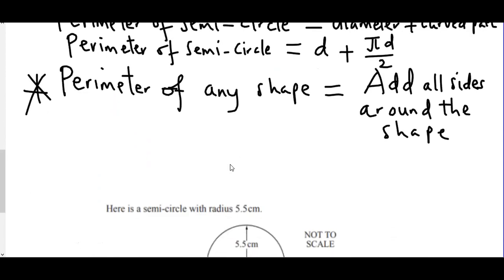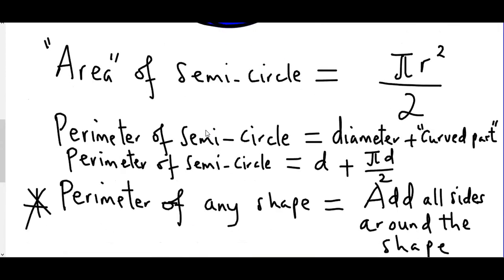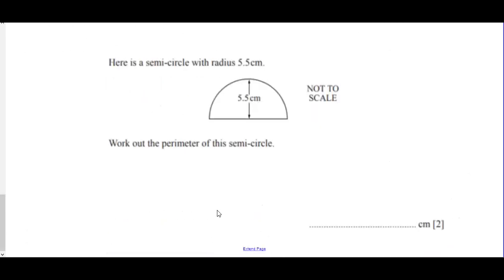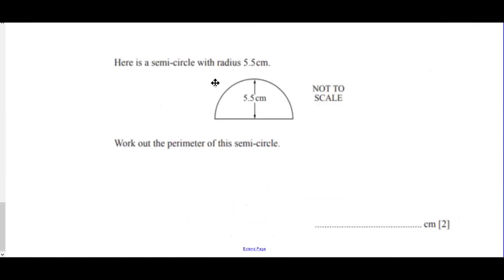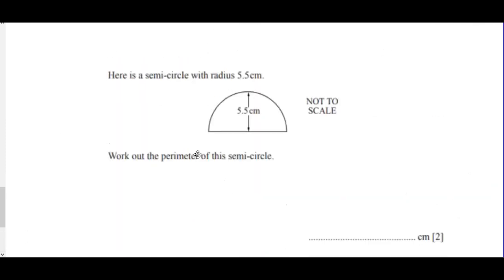Now, let me go to the next part, which we call a quarter circle. And we're going to see the formulas. What are the formulas for calculating the area and the perimeter of a quarter circle?